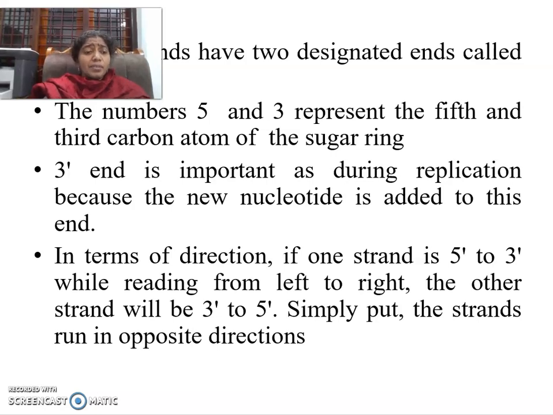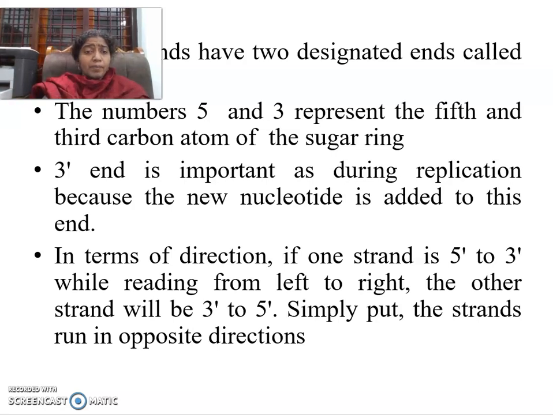And we know that the 2 strands are designated as the 5' end and the 3' end. Why are we calling them the 5' and 3' ends? 5' and 3' represent the 5th and 3rd carbon atom of the sugar ring. And this 3' end is very important because the nucleotides will be added to this end.